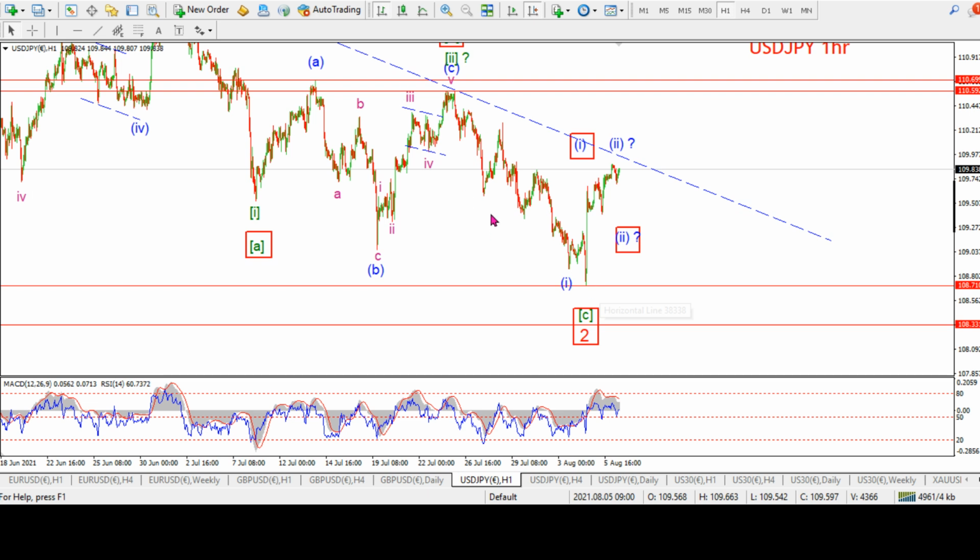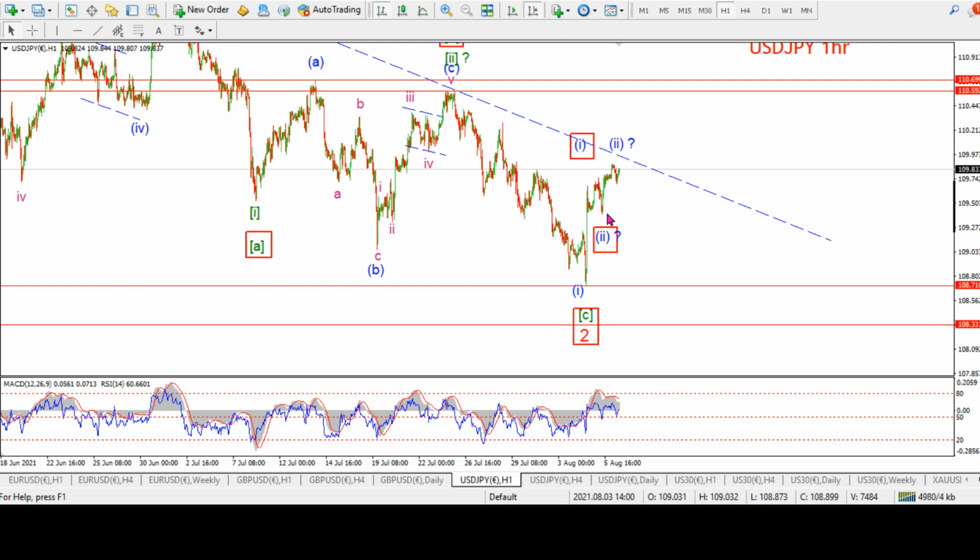This could be a 5-wave pattern complete. So it could be like 1, 2, 3, 4, and 5. If that's the case, then we have 3 down complete in terms of the alternate count, and the impulsive rally off that low is possible to read as a 1-2 pattern.